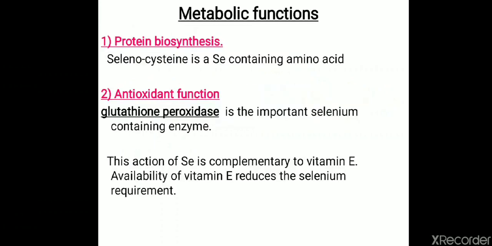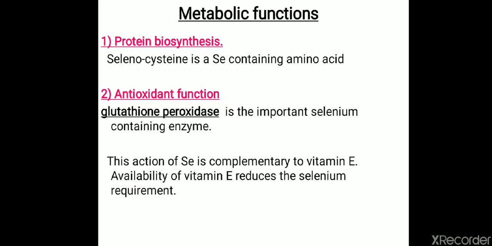Coming to the next mineral, that is selenium. Coming to the metabolic functions of selenium, selenium is one of the components of an amino acid known as selenocysteine, and this selenocysteine is considered the 21st amino acid. So selenium is required for protein biosynthesis.